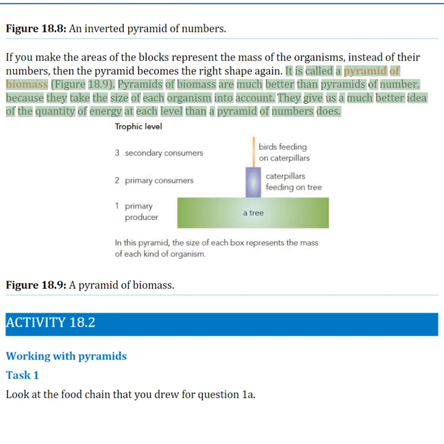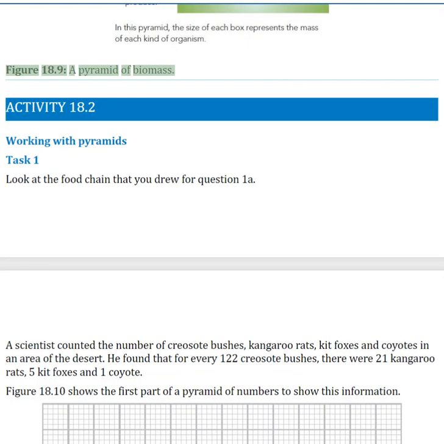It is called a pyramid of biomass. Pyramids of biomass are much better than pyramids of number because they take the size of each organism into account. They give us a much better idea of the quantity of energy at each level than a pyramid of numbers does. Figure 18.9, a pyramid of biomass.